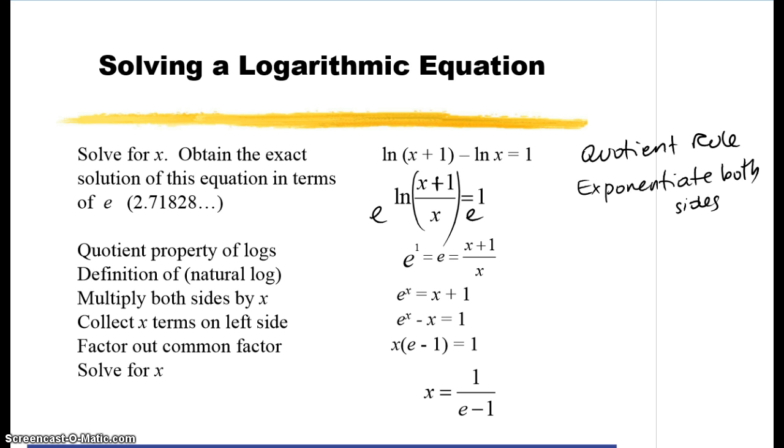Now multiply both sides by x, and this should be e times x equals x plus 1. The x's cancel when you multiply on both sides here. This should also be e times x, my apologies there. We're moving the x on the right side, so we're collecting x terms on the left side, keeping the constants on the right. Then factor out the common factor of x, and you're left with e minus 1, and you get the 1 on the right-hand side. Divide through and you get your answer.